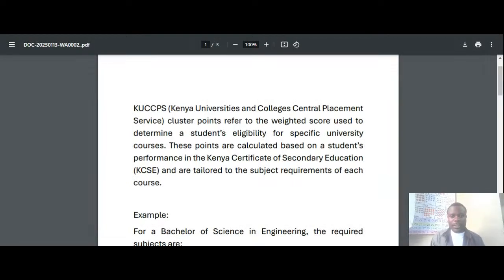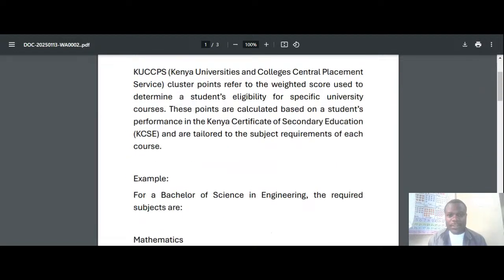So today I will be discussing about KUCCPS cluster points. Let's see. The KUCCPS cluster points refer to the weighted score used to determine a student's eligibility for specific university courses. The points are calculated based on a student's performance in the KCSE and are tailored to the subject requirements of each course. So the cluster points is what determines where a student will be placed in any university.